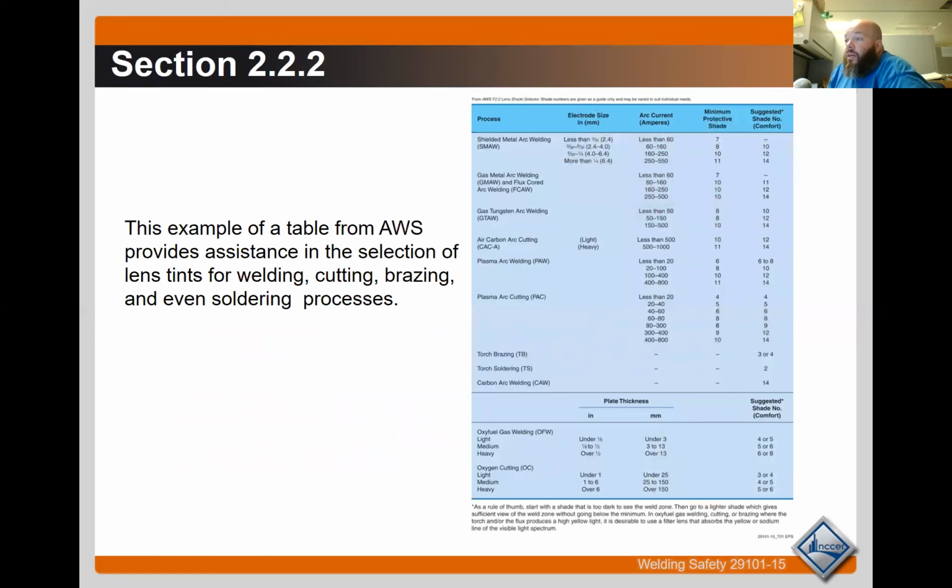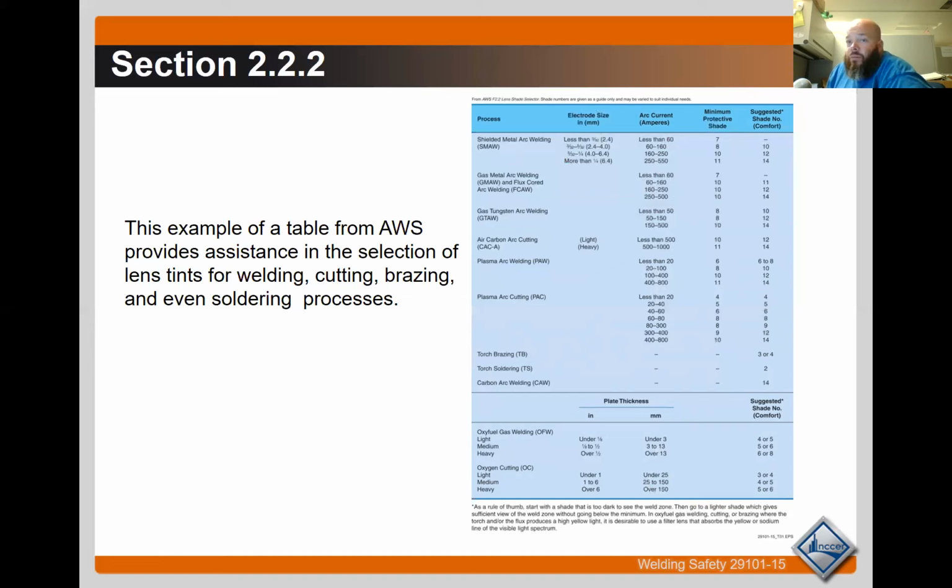Okay, this is an example of a table from AWS providing assistance in the selection of lens shades for welding, cutting, brazing, and even soldering processes. This can also be found in your book, and it just gives you the general guidelines for selecting a lens. At the top, there's shielded metal arc welding. One of the most common lens shades you're going to find in an arc welding helmet, which we'll be talking about in the next slide, is a shade 10.